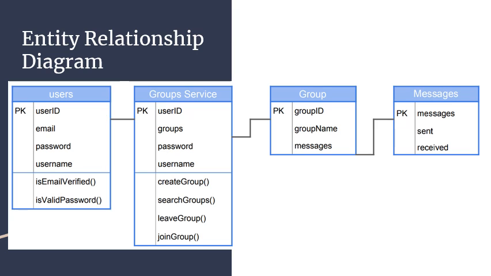And the user ID connects to the user ID, which holds the group service variables and data. So that being groups, which groups the user is associated with, and their password and username as well. We're going to have functions such as create group, search groups, leave group, join group, and they can click on one of the groups, and that takes you to the group, which has a group ID and a group name, and then the messages in that group.